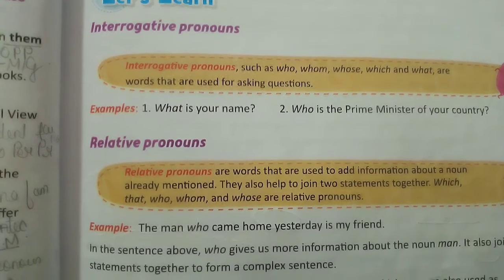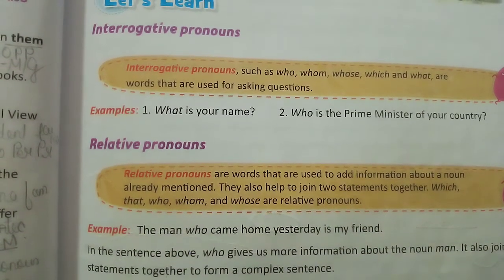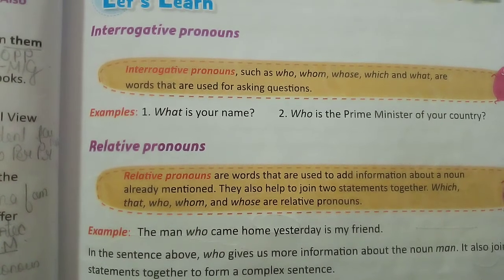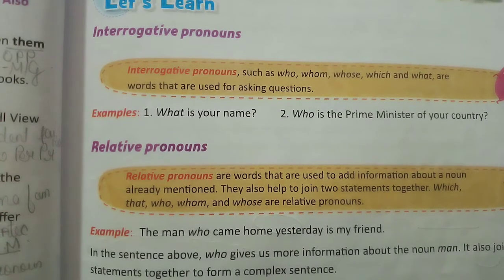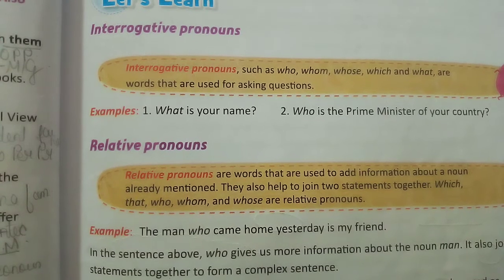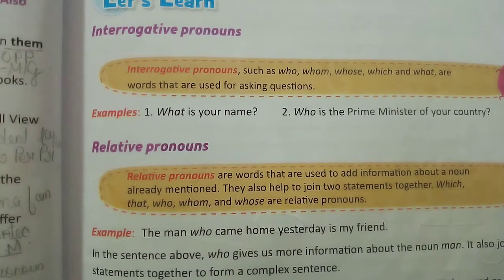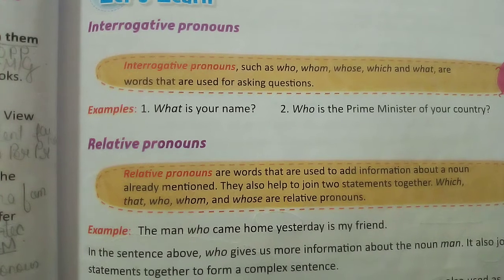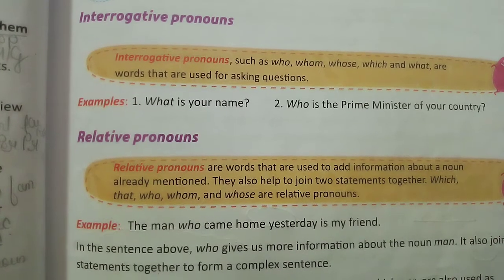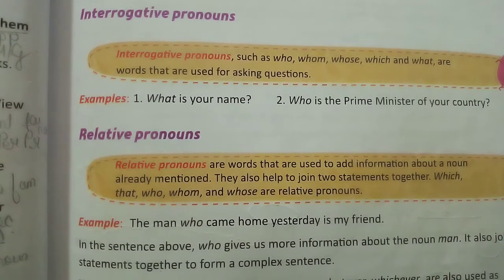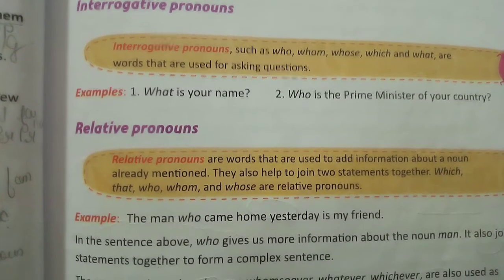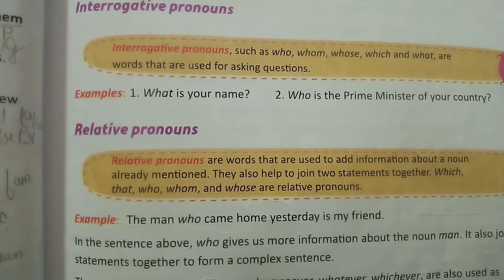Relative pronouns. Relative pronouns are those words that are used to add additional information about a noun that has already been mentioned. They also are helpful in joining two statements together. Which are the relative pronouns? Which, that, who, whom, and whose. Don't get confused between the question words and the relative pronouns. Interrogative pronouns are used to ask questions, while relative pronouns are used either to join sentences or to add additional information.